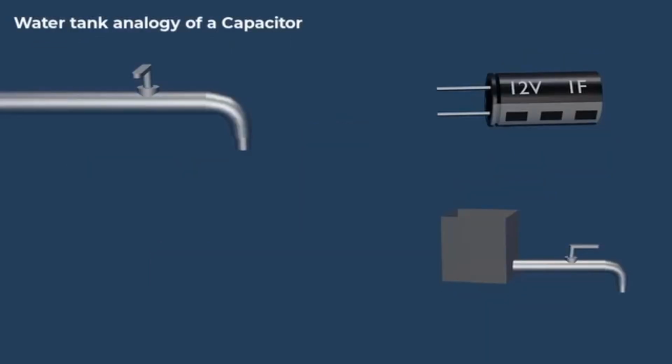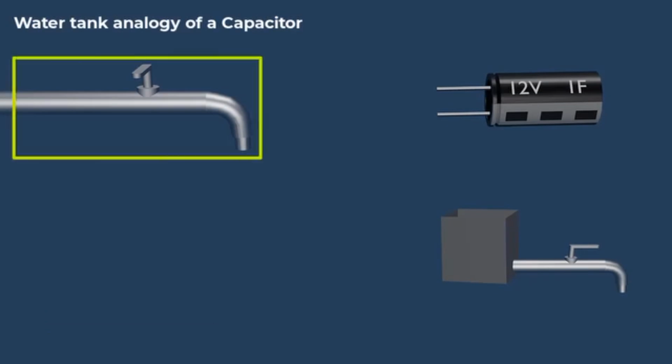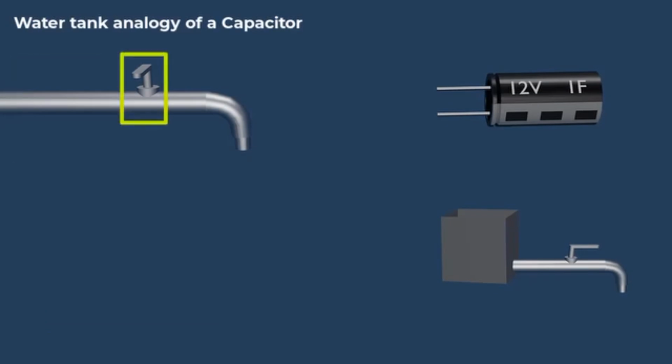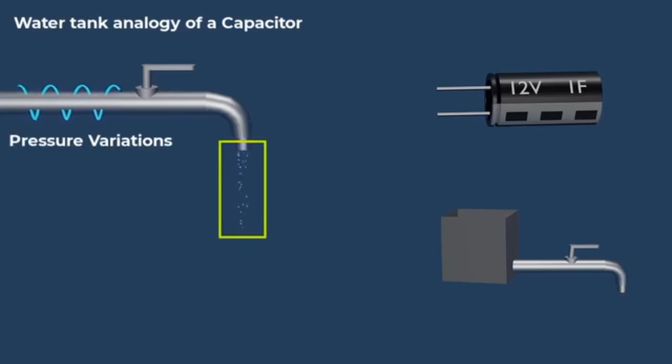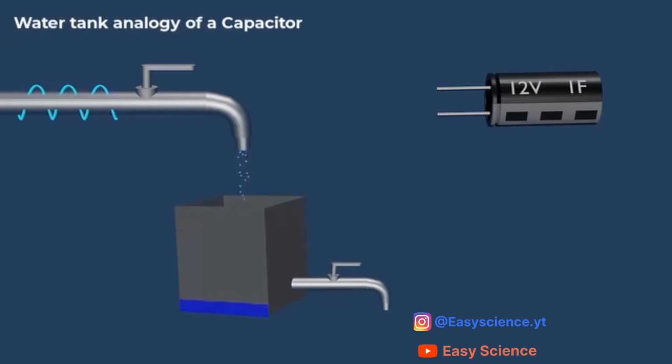A water tank is a good analogy for understanding how a capacitor works. Imagine a water pipe with a valve on one side. When the valve is open, water flows out at a constant rate. However, if the water pressure in the pipe fluctuates, the water flow will also fluctuate, and the steady flow will be interrupted. To maintain a steady flow of water, a water tank is necessary.